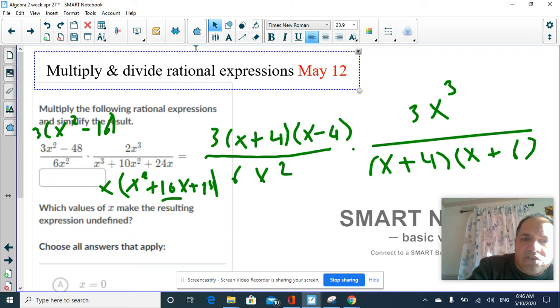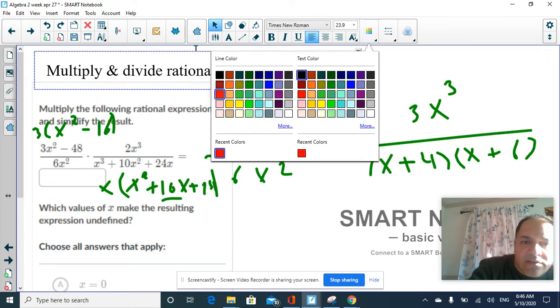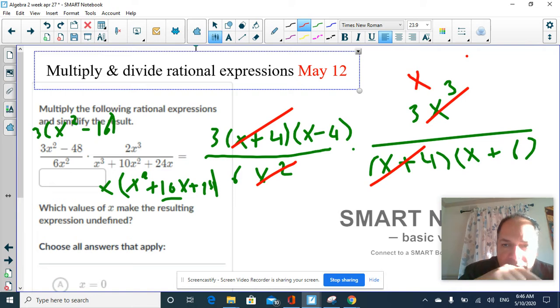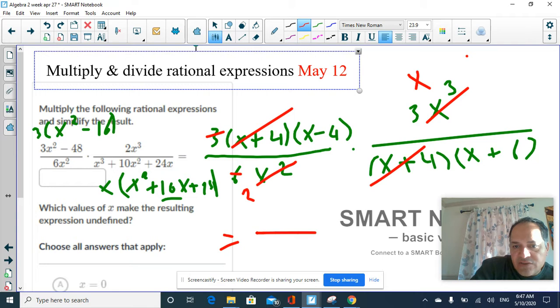Now we can simplify your function. I'm going to use a different color. Do you have something to cancel out? Yes, we have x plus 4 and x plus 4. You have x squared with x cubed, so you have x here. You can cancel out 3 with 6, so you have 2. So now, what's the result of your function? This is the simplest form: x times x minus 4 on the top, and on the bottom, 2 times x plus 6.